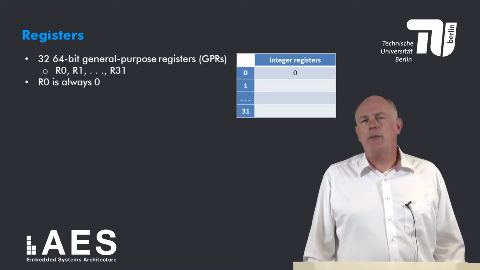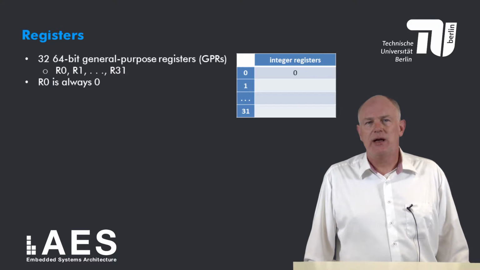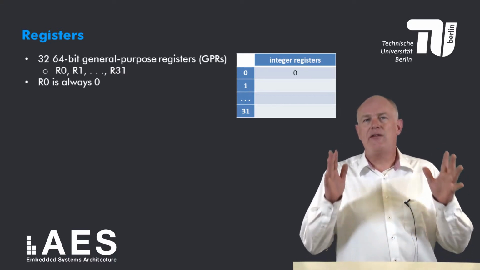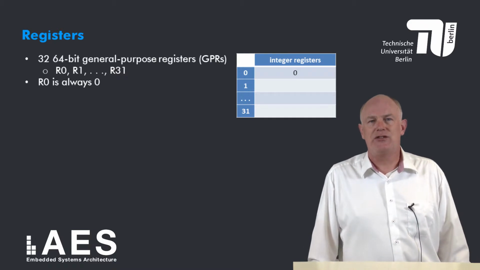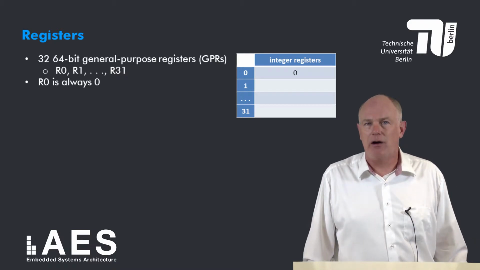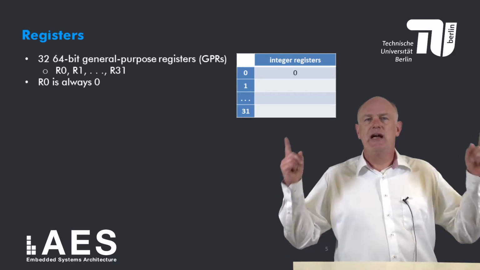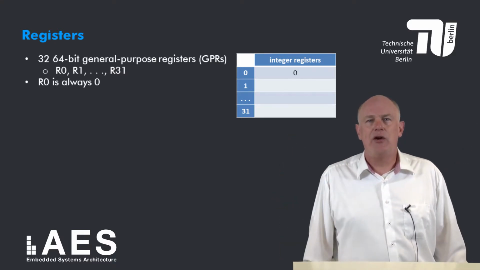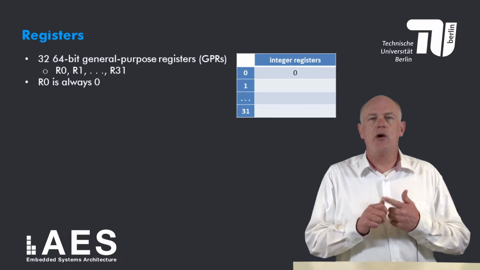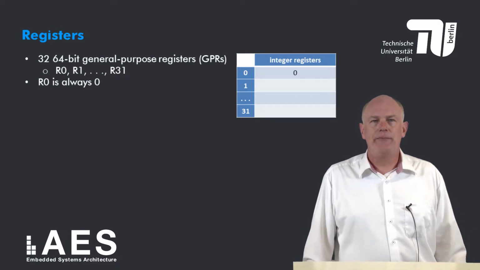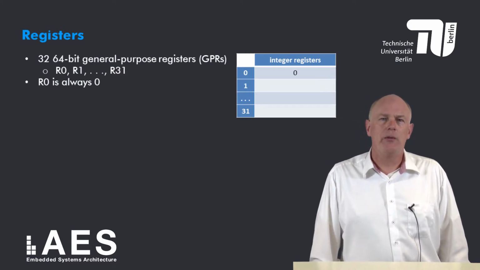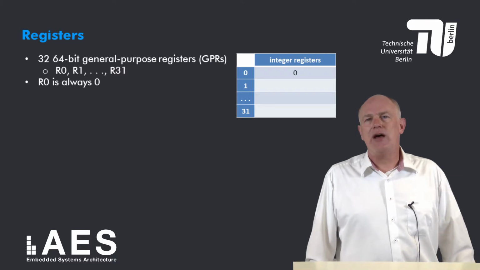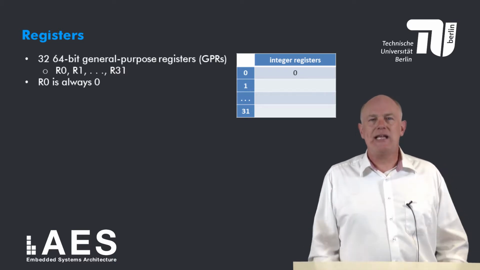A few words about the MIPS64 registers. MIPS64 has 32 64-bit fixed point general purpose registers, abbreviated as GPRs. So each register is 64 bits wide and there are 32 of them, R0, R1 to R31. R0 is special because it's a hardwired 0. It always holds the value 0. You can try to write another value to it, but it will always stay 0.